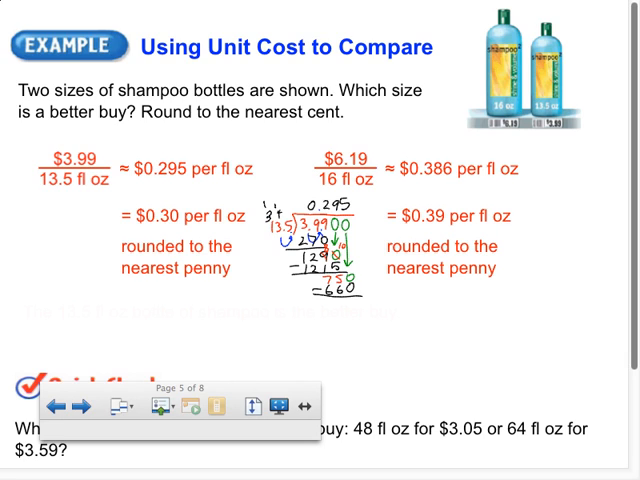Okay. So which is the better buy? The larger bottle or the smaller bottle? The smaller bottle, right? That's the better buy. Okay, yep, question. Is it 135 times 5, is it 675? Not 660? Did I mess it up? Yes. 5 times 5 is, hold on a second, 75.